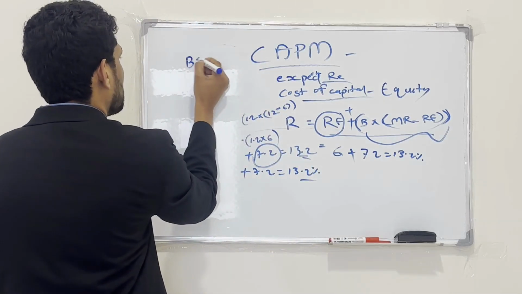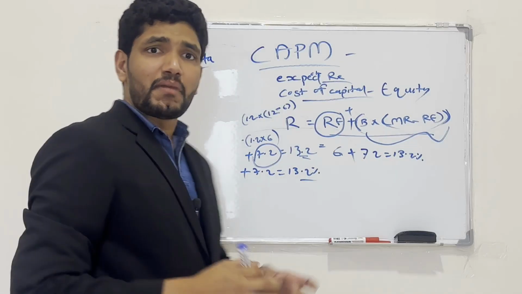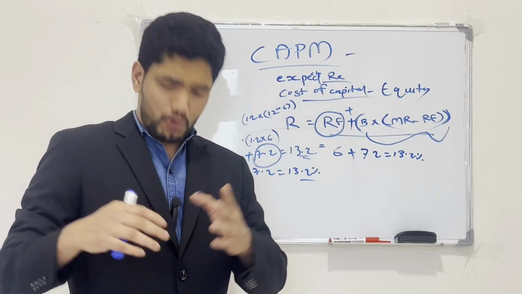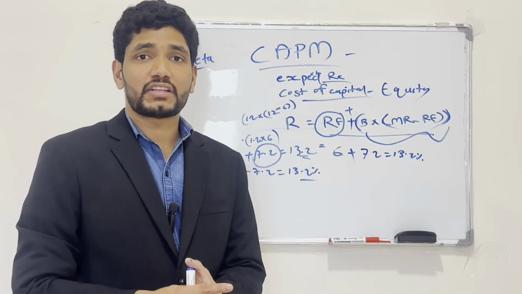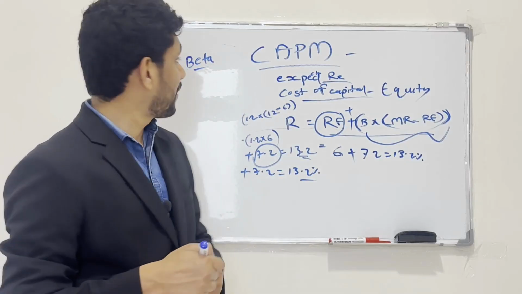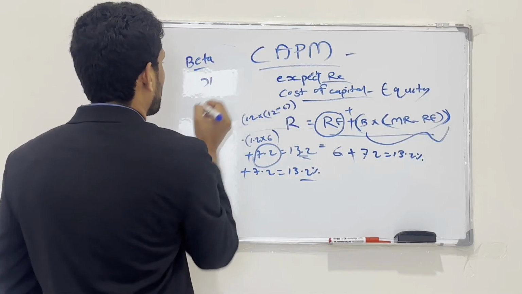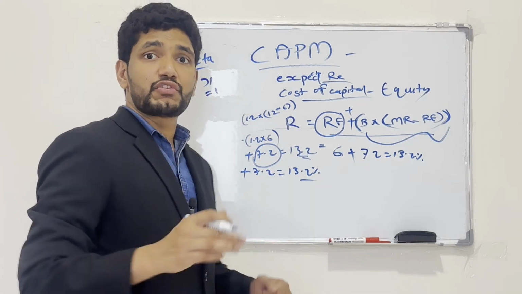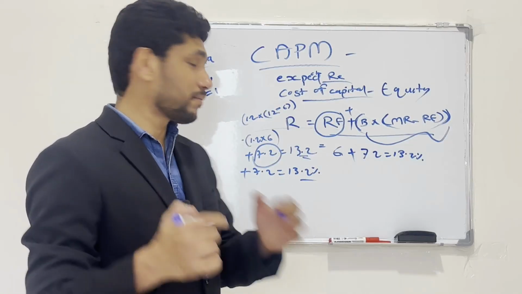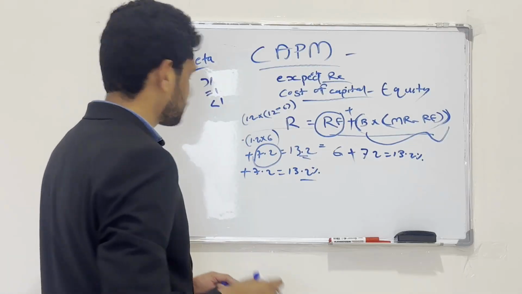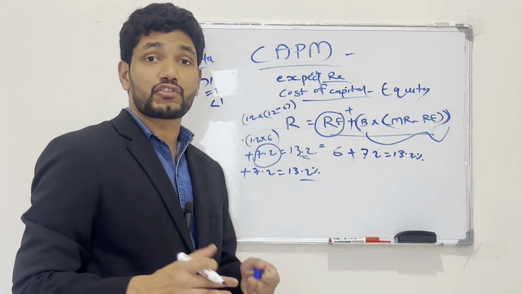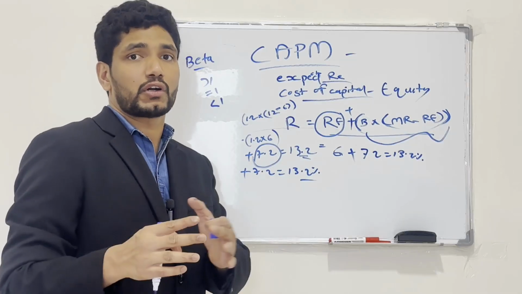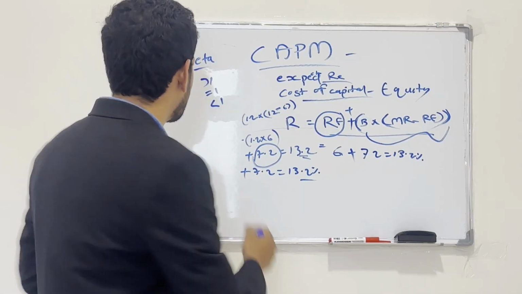Beta means market volatility. That means if you decide to invest in a stock, how volatile is this stock to changes in the market? If it is highly volatile to market changes, the beta will be greater than 1. If it is similar to market changes, the beta will be equal to 1. If it is less volatile than the market changes, then it is less than 1. And if some stock is not related to the market movement, it is moving independently and is not volatile with the stock market movement, then the beta will be 0.